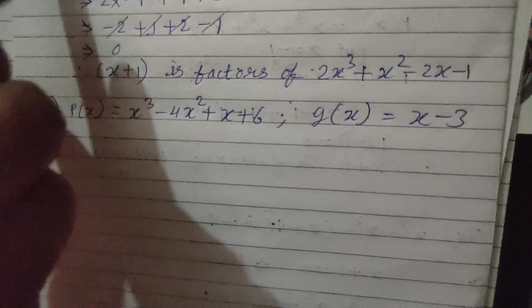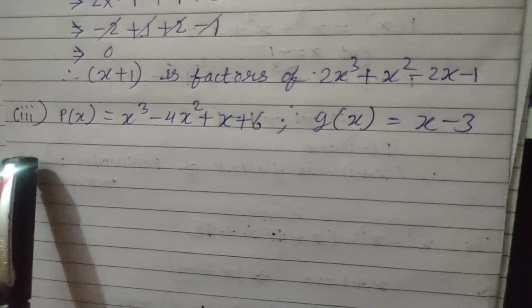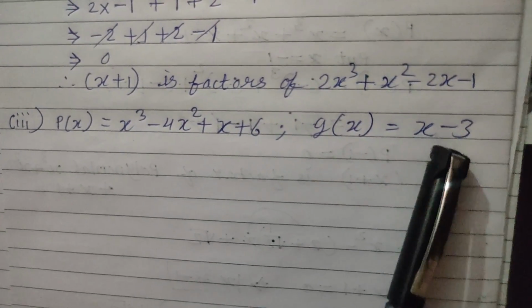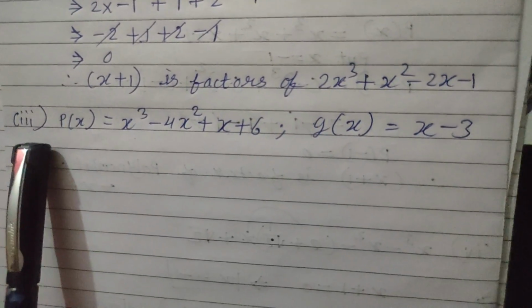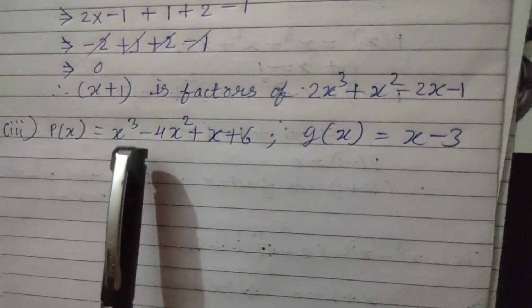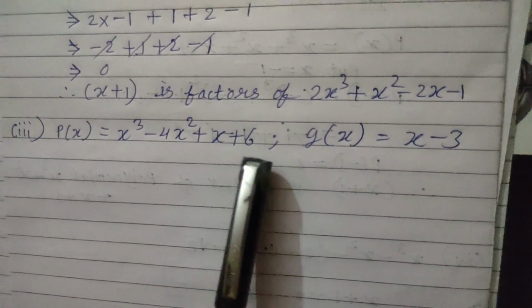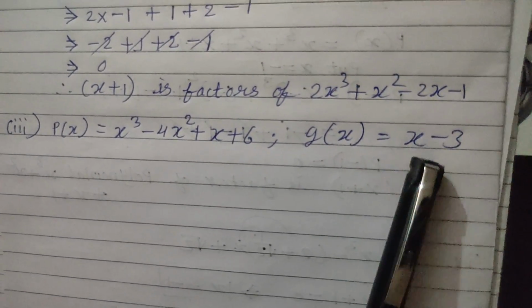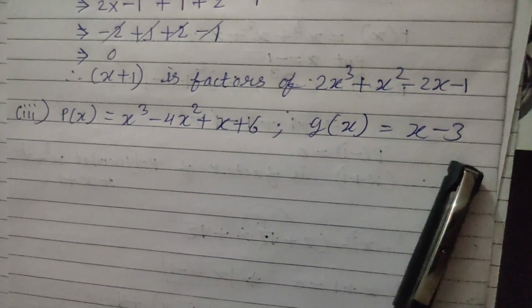Now question second one is homework. Okay, so now I am doing the third one because minus is there. So here p of x, that is the polynomial in terms of x, is x cube minus 4x square plus x plus 6, and g of x is equal to x minus 3. So it is a linear polynomial.